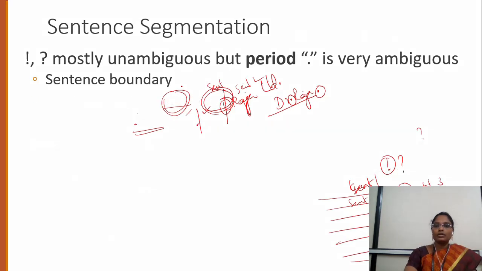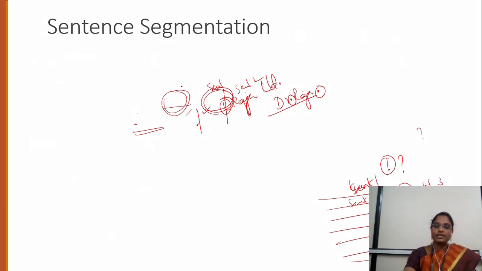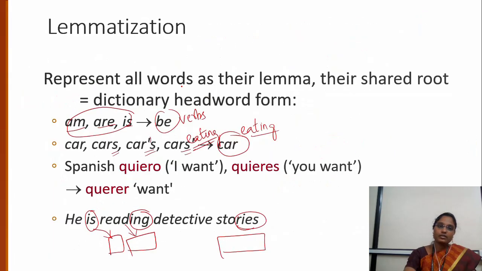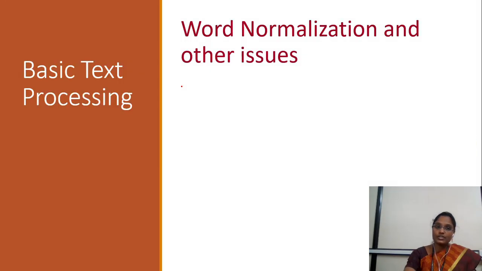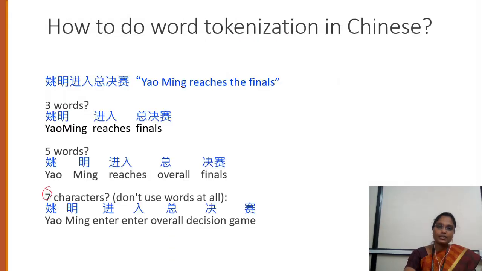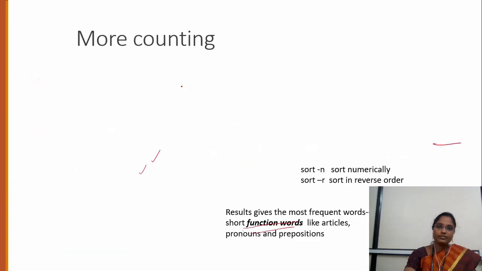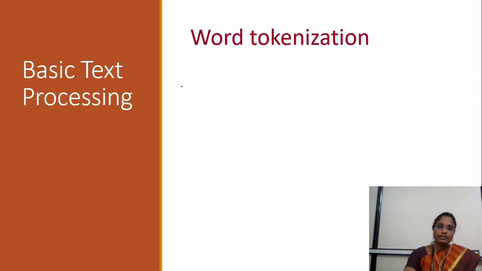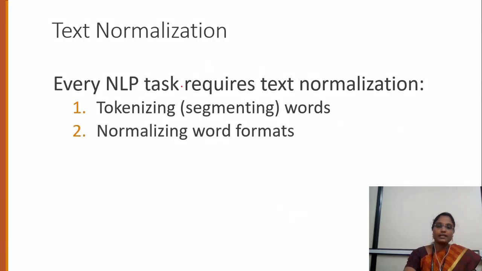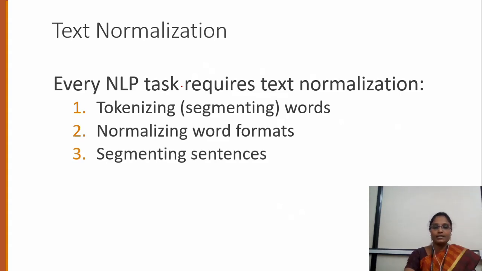So what we have seen so far is basic text processing, the text normalization. For that we have studied three things. The first one is tokenizing, then normalizing the word formats, and finally segmenting the sentences.